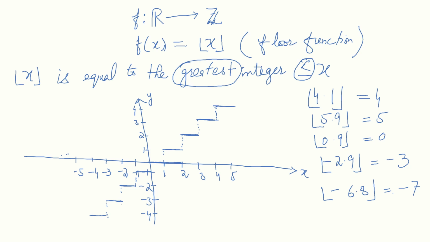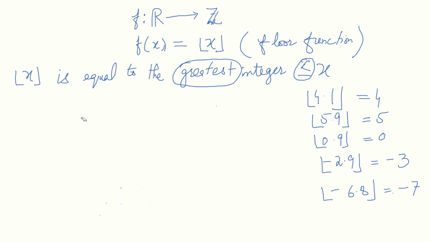So this is how a floor function looks on a Cartesian plane. It's like a staircase. It is not difficult to show that f is a valid function. That is, each element of the domain has a unique image in the codomain. Let us check if f is an onto function.